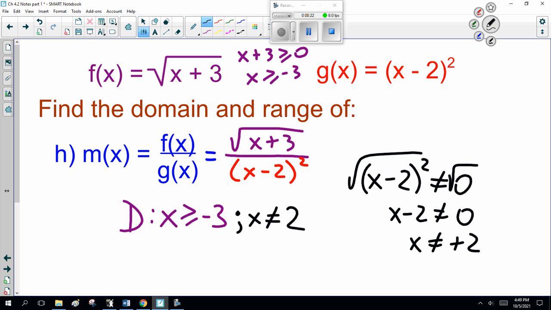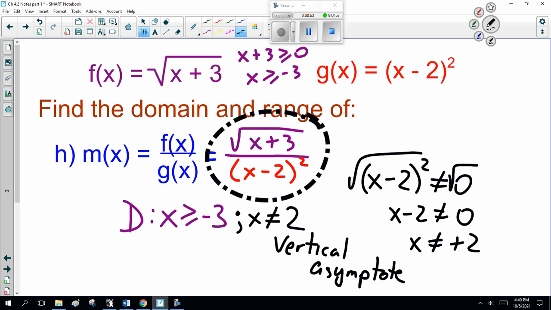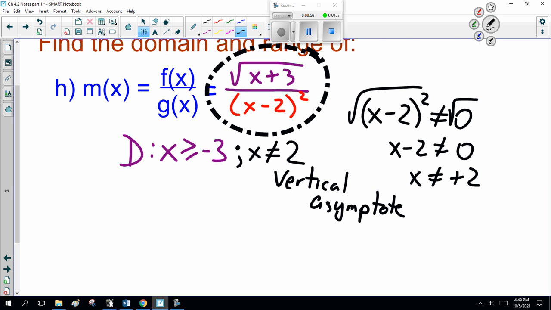Now, this doesn't cancel out, which tells me it's a vertical asymptote. All right, now, oh, I said range. Ah, darn it. So we do have to graph this thing. So grab your graphing calculator and graph this. Actually, that should have been the first thing you did. As I was explaining this, you should have paused the recording and graphed it.